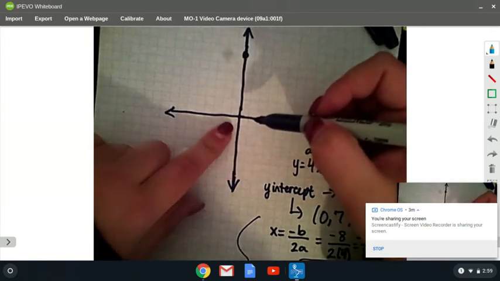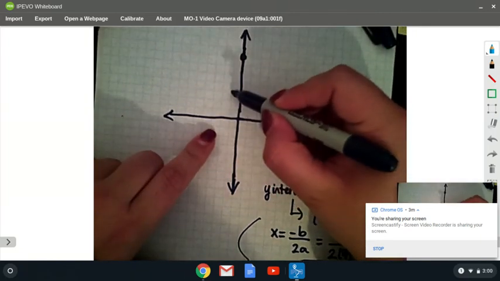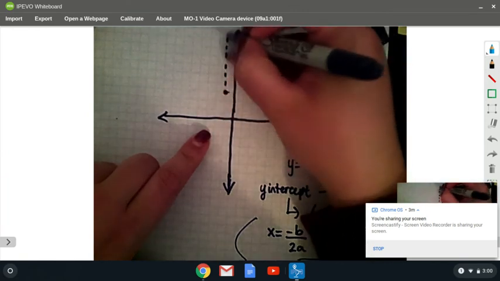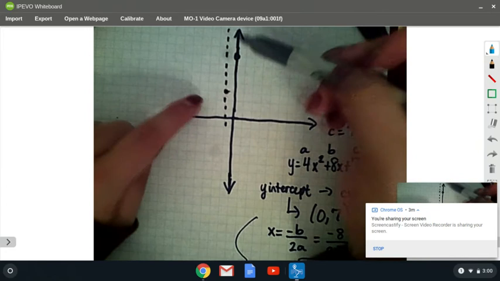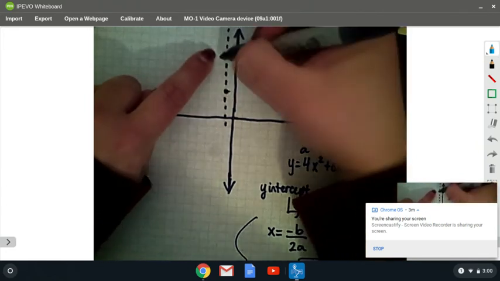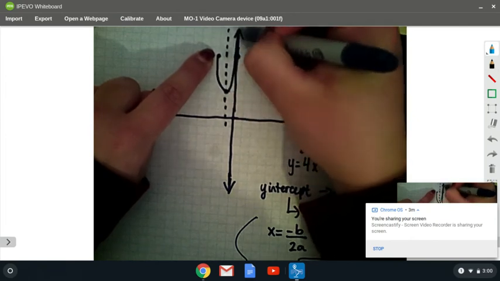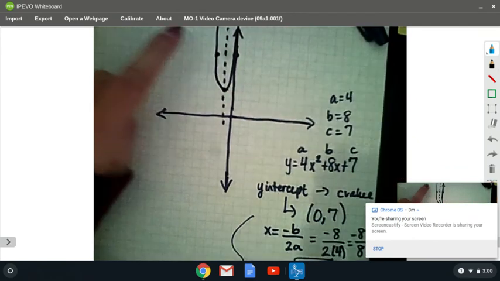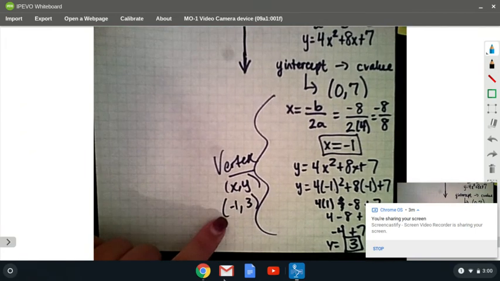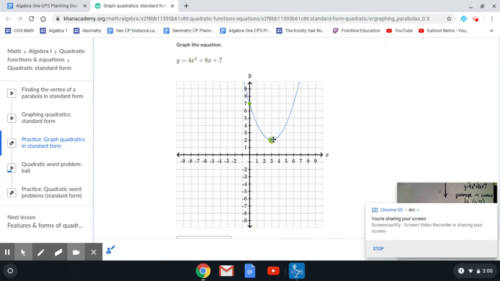So look at my graph over here. My point is negative 1, 3. Okay? Now, remember, the vertex is also your axis of symmetry. So you can mirror image a point on the other side of it. So if this point's 1 point away, I can do 1 point away in the other direction, which makes my 3 points and makes my parabola. Now, if I go back to my Khan Academy assignment, the point I need to plot is that vertex, negative 1, 3. So this needs to be on negative 1, 3. So now I have my parabola.